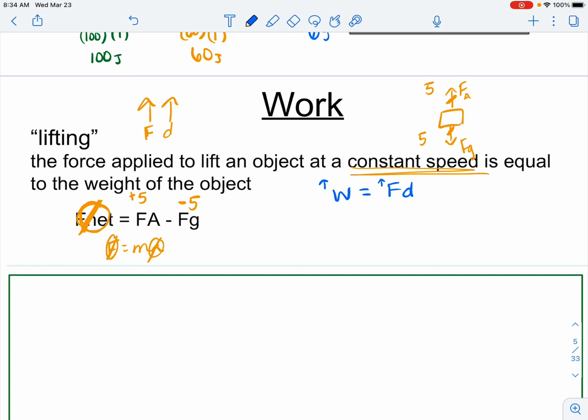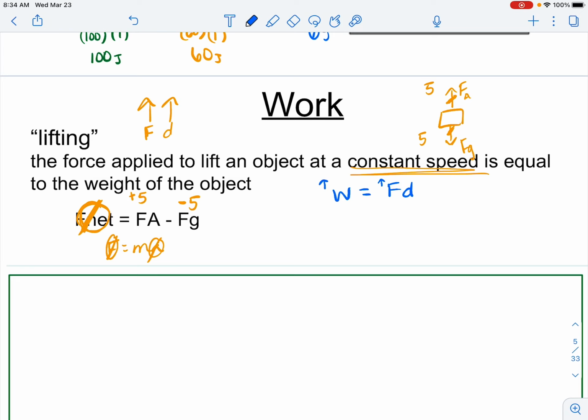You probably won't be given the force of the lift in the question. Maybe the question is going to tell you that it's a 5 Newton box that you are lifting. So we are then going to put in an applied force of 5 newtons times the displacement to figure out how much work was done. But what if the question doesn't tell me that it's a 5 Newton box?